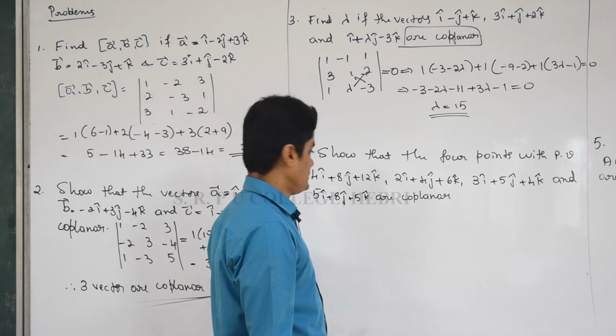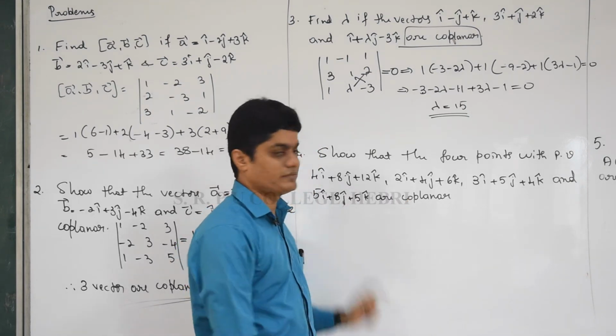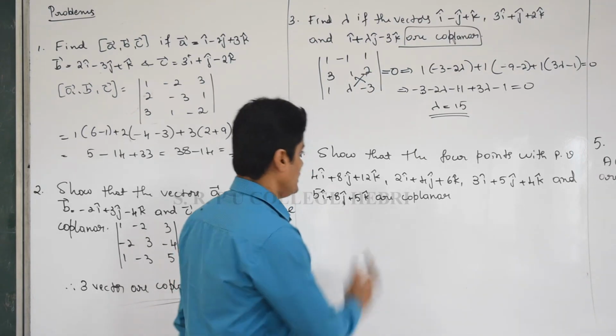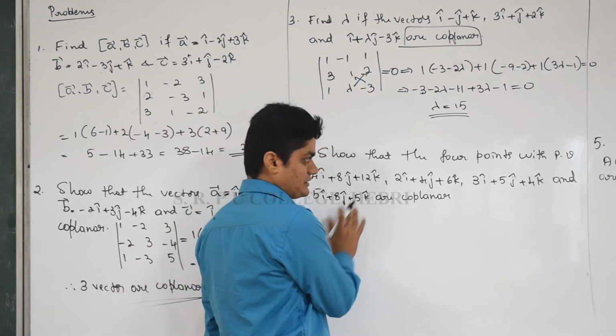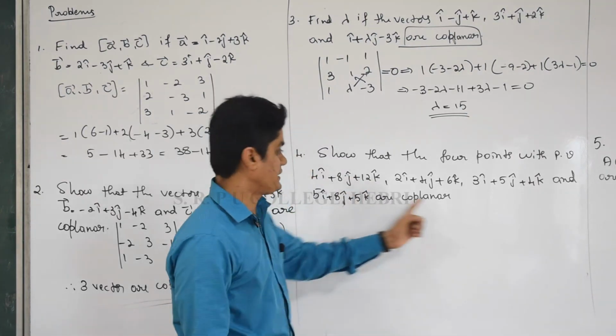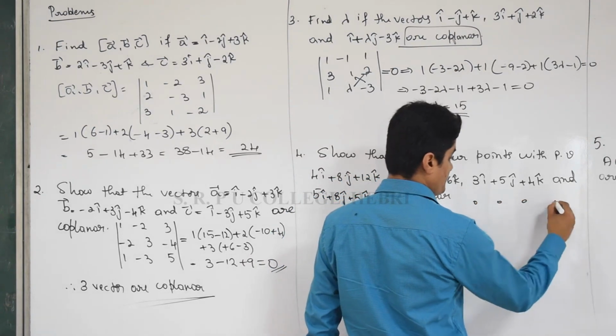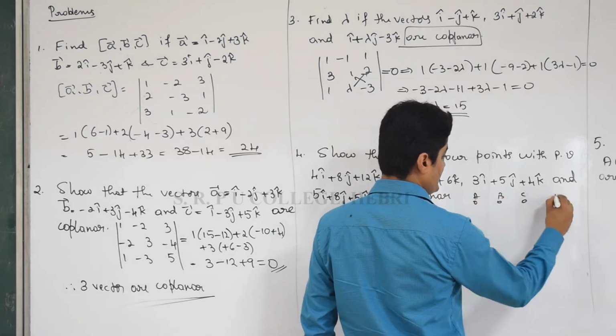Okay, next one. This is also very important. Next two problems are very important. Usually this question you will get in exam for 3 marks. Observe, the question is almost the same, but one step is extra compared to the previous one. Show that the 4 points with the position vectors are coplanar. Here 4 points are given, A, B, C, D.